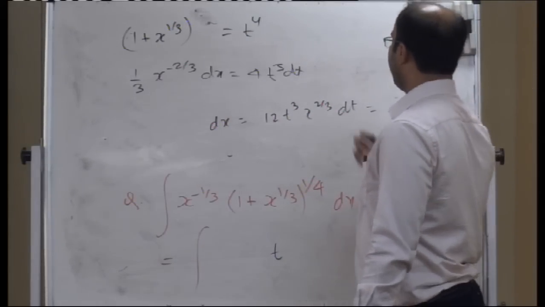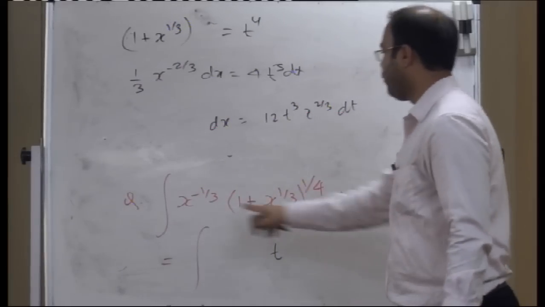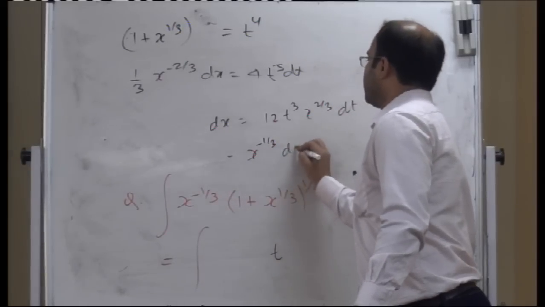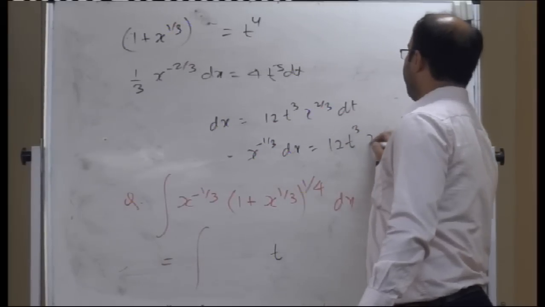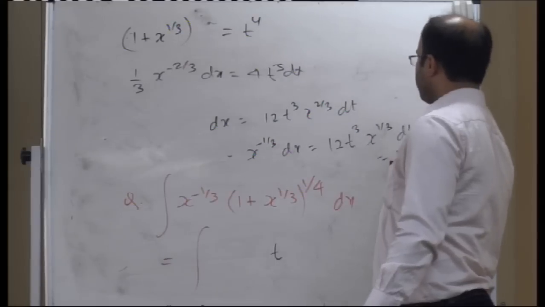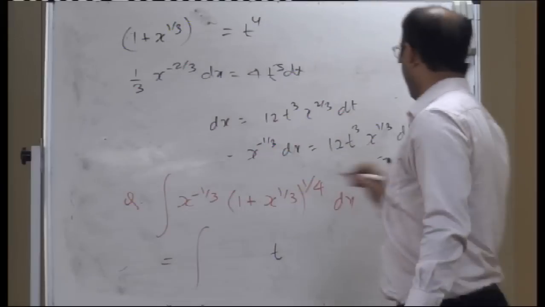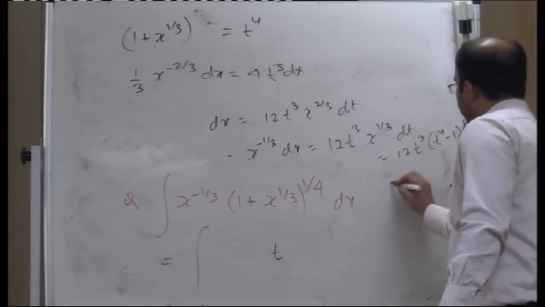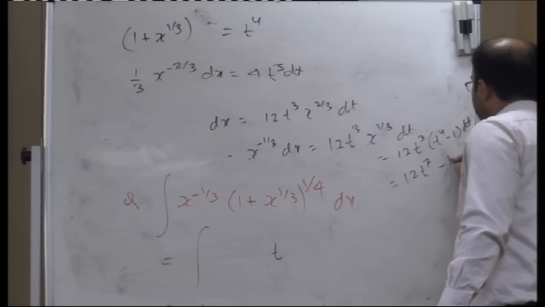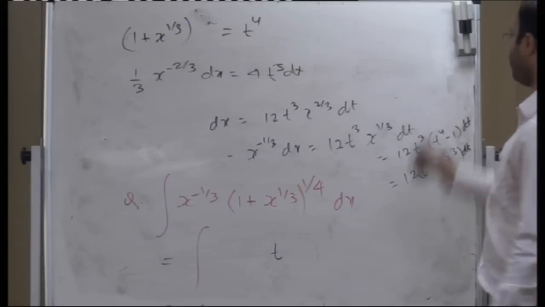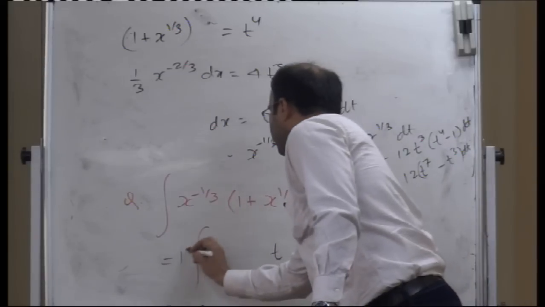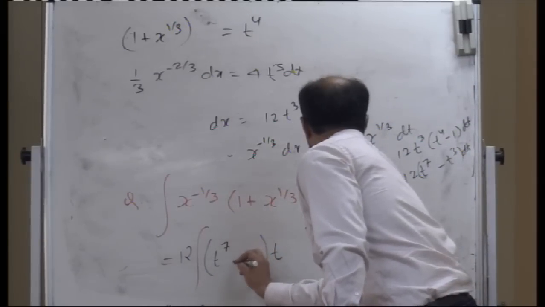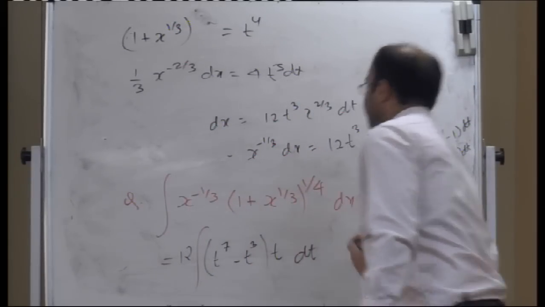One more thing you can do: you don't have to find dx, you have to find actually x to the power minus 1 by 3 dx. So in the next step, x to the power minus 1 by 3 dx will be 12t cube times x to the power 1 by 3 dt. What is x to the power 1 by 3? It is t to the power 4 minus 1, so 12t cube times t to the power 4 minus 1 dt. This would become 12 times t to the power 7 minus t cube dt. I hope it is clear to everyone.